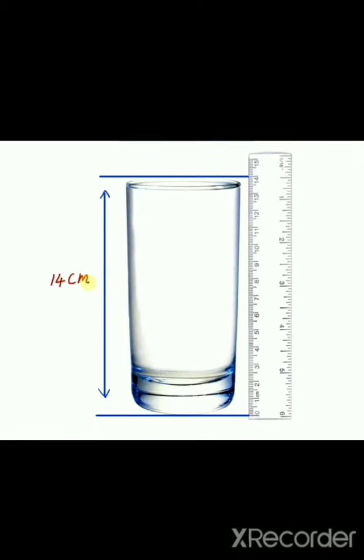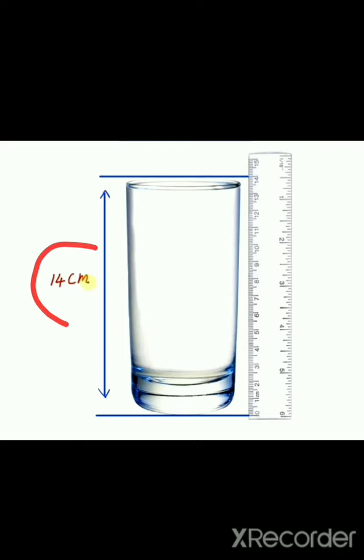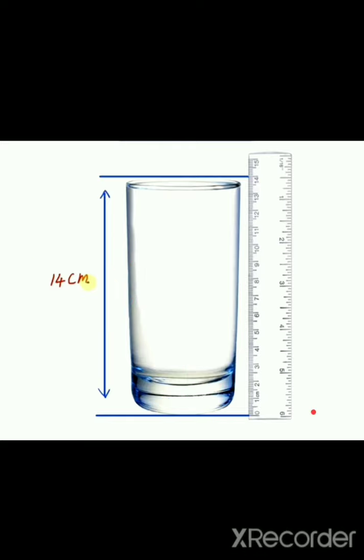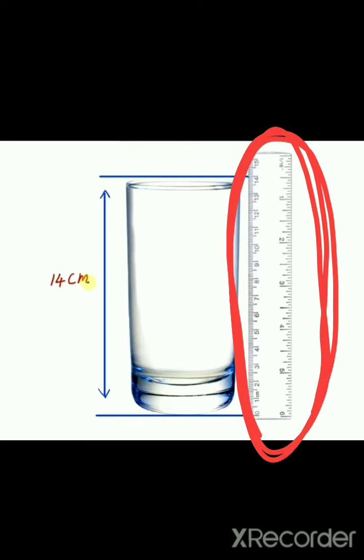Now I have here one glass. I need to measure its length. What should I do? I will start from 0. You can see here it ends at 14. You can see in this diagram, 14. That means this glass is 14 centimeters long. With the help of this scale you can measure things.